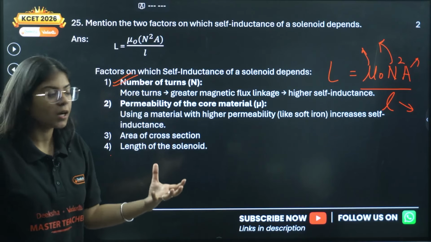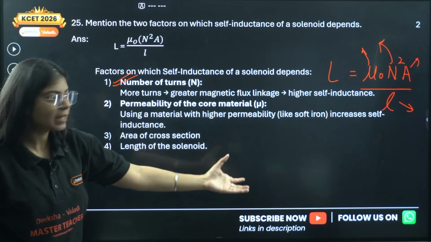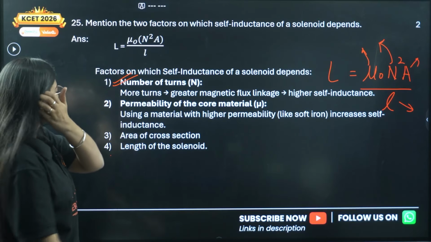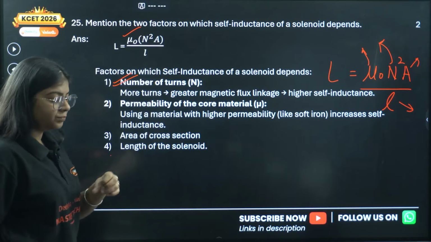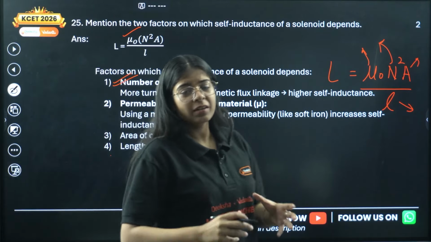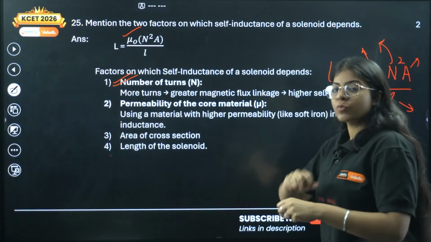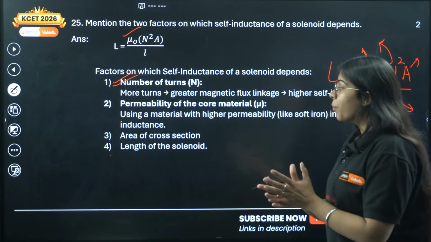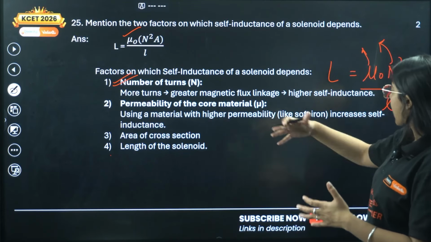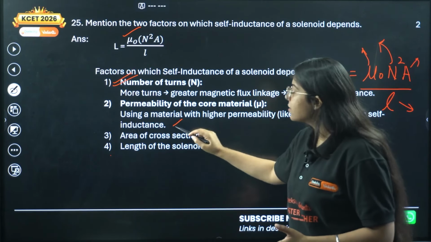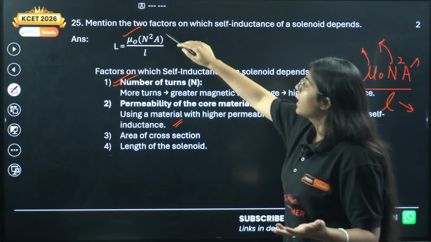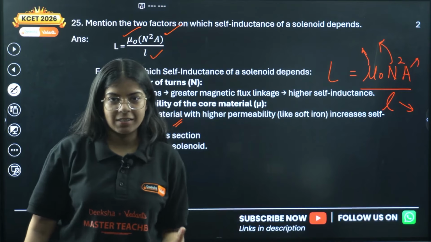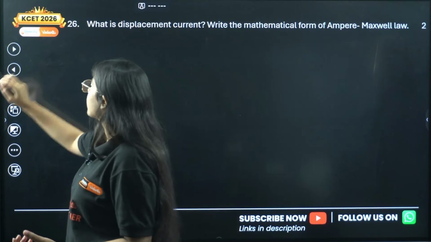More the number of turns, more will be the magnetic flux and hence higher self-inductance. Correct? Then permeability of the core material. The material which we wrap the copper wire around is called the core. So if the permeability of that core material is higher, that means higher self-inductance. And then as area increases, and the smaller the length, the more will be the self-inductance. Correct? Let's move on to the next question, 26th.